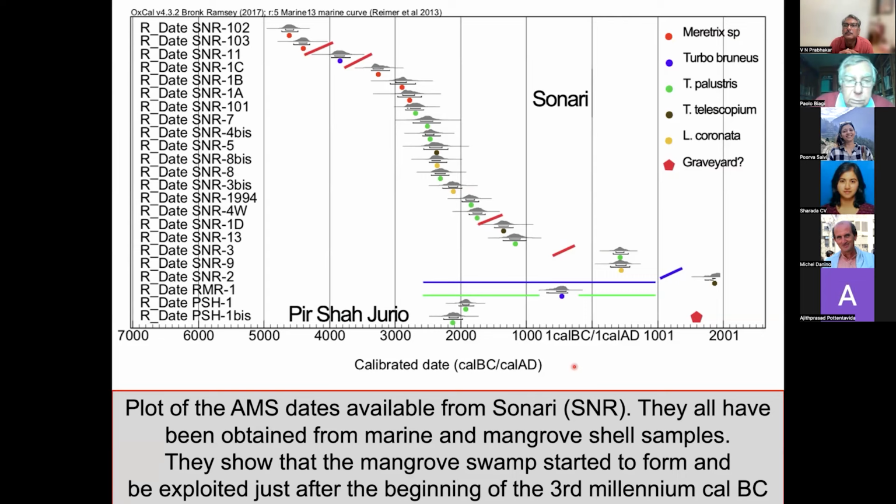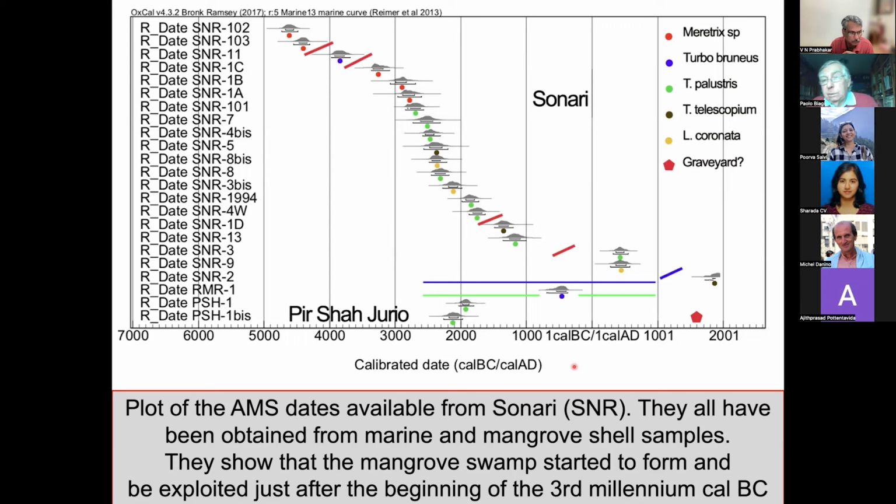Okay, you see, we radiocarbon dated all the sites we found. Pirsha Jurio is a typical late Harappan site, a late Indus civilization site. Here is an Islamic tomb with some Chinese pottery. But if you have a look at the different colors, they indicate the shell species which we used for dating.